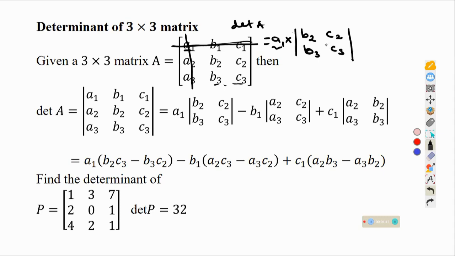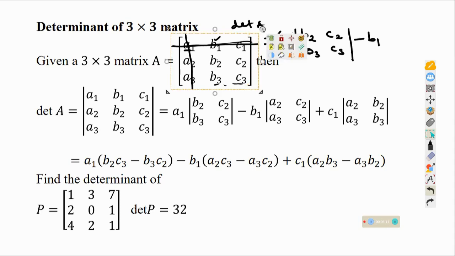Then after that, we are still considering, remember, this first row here, taking the elements A1, B1, and C1. Then A1 is done. We shall subtract. Now we are going for the next entry, which is B1.